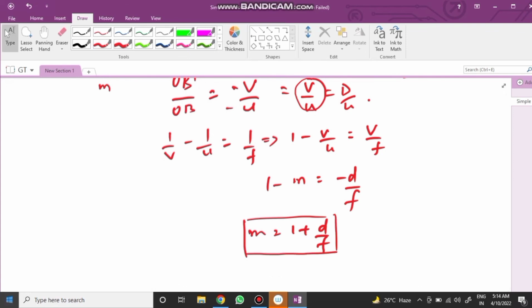These results are used often in the calculations of the simple microscope, and this result is directly used in the calculation of the compound microscope.